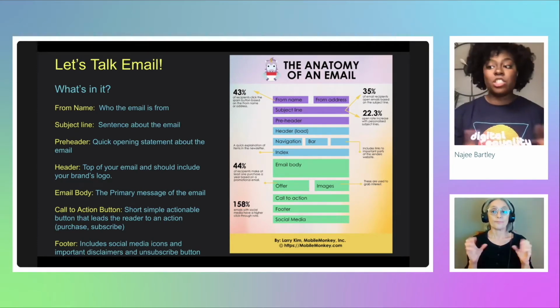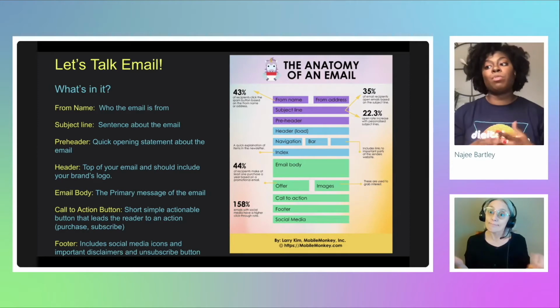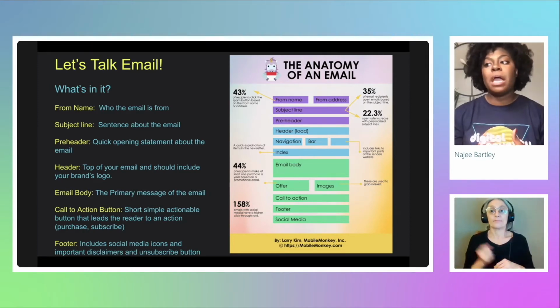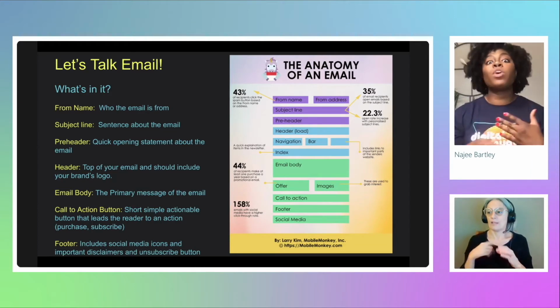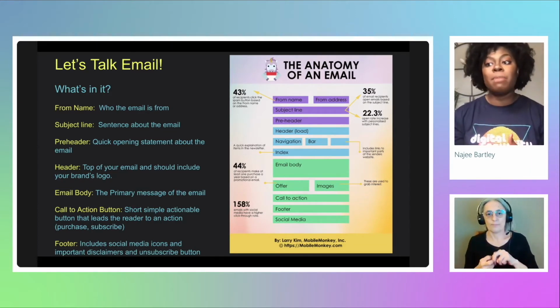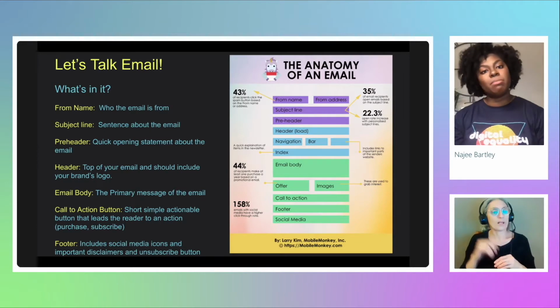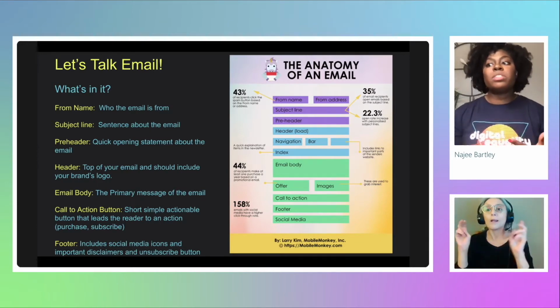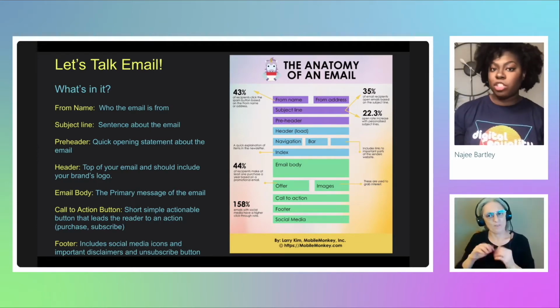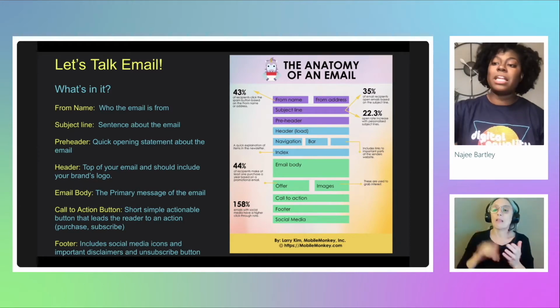So that's not too bad, huh? It's pretty simple, really. But when it comes to an ESP, more than 40% of visibly impaired email users report having issues with their emails, resulting in fewer email opens, clicks, and conversions. 40%. That is a lot.